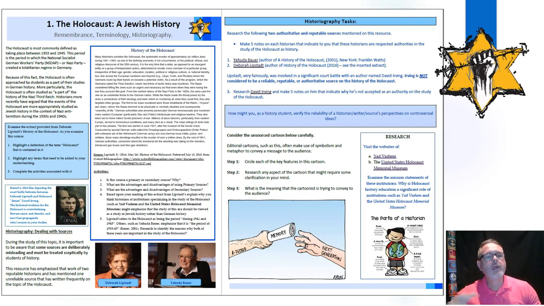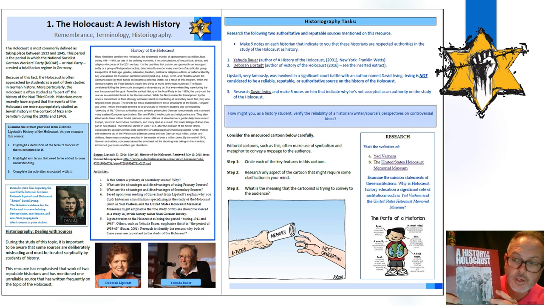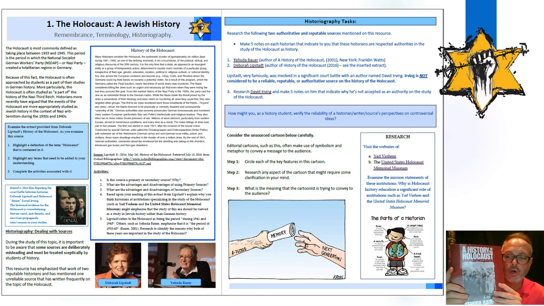In class, we're going to explore this resource. And you can see that we return to the cartoon. We're going to break down that cartoon. We're going to look at a couple of historians. We're going to look at Deborah Lipstadt. We're going to spend a bit of time looking at Yehuda Bauer. And Yehuda Bauer, he's a Jewish historian. This is his book that I draw a lot of my information from.